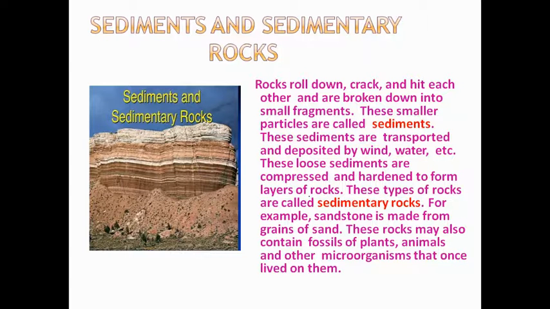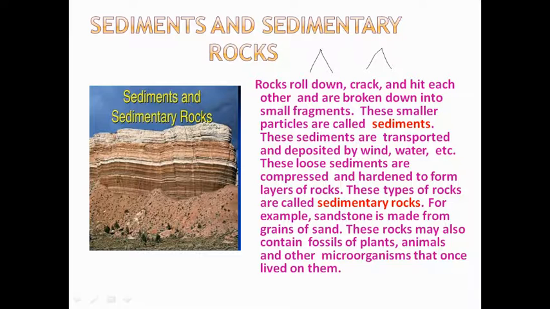Now sedimentary rocks. Sediments and sedimentary rock are related, because sedimentary rocks are formed by sediments. Rocks roll down, crack and hit each other. Say there are two mountains, like you can see here, one mountain and here's another mountain. Now there are the natural agents. If you know what a natural agent is, it means wind, water, and so on.